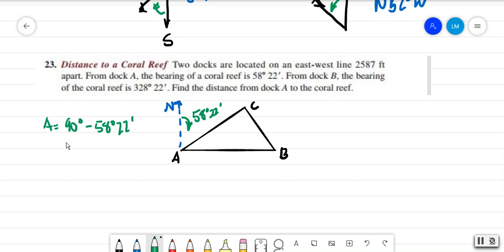And this is going to be 89 degrees and 60 minutes. So that's going to be minus 58 degrees and 22 minutes, which equals 31 degrees and 38 minutes. So what that means is that we're just going to write down that this angle is 31 degrees and 38 minutes. Okay, now keep in mind that this right here is a right angle.